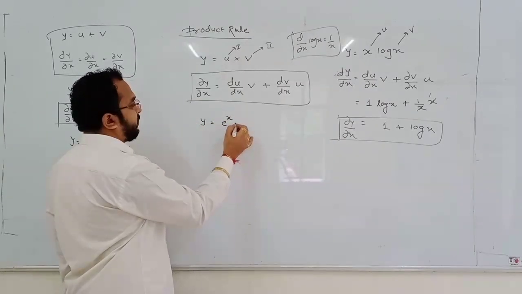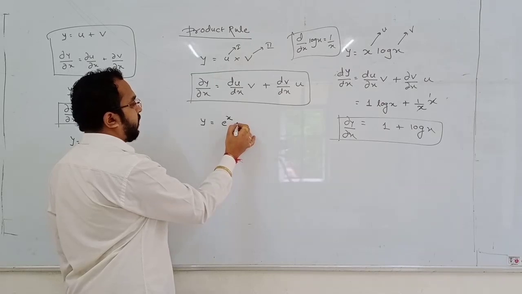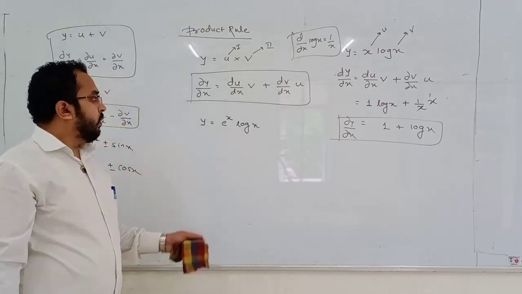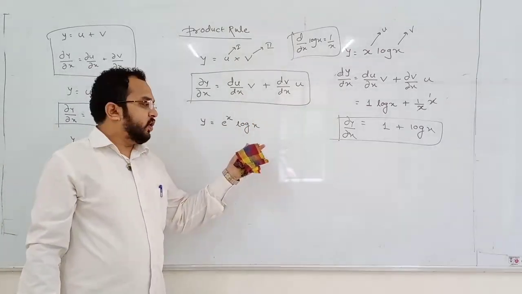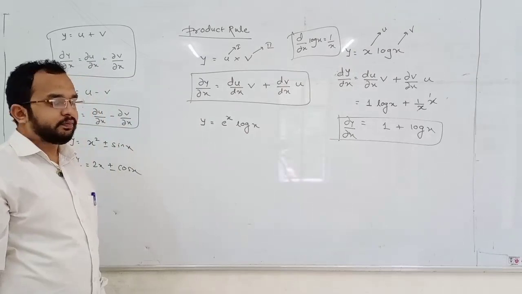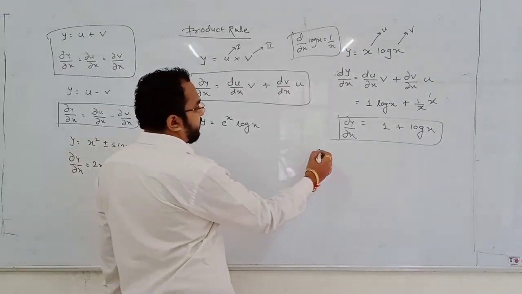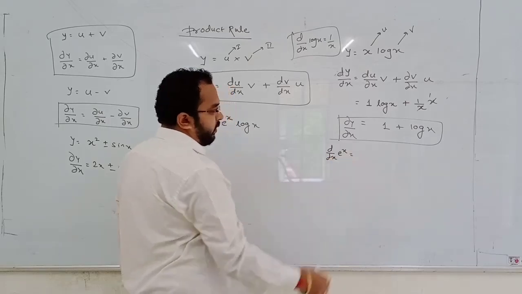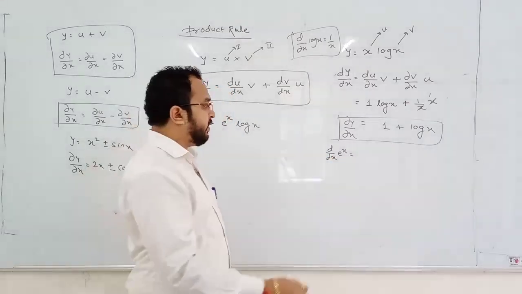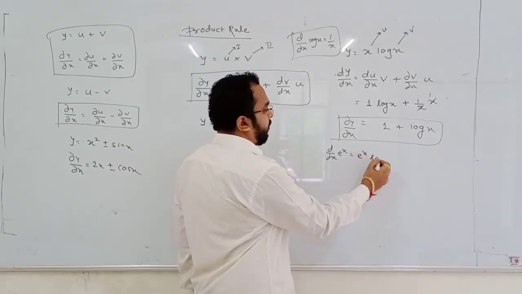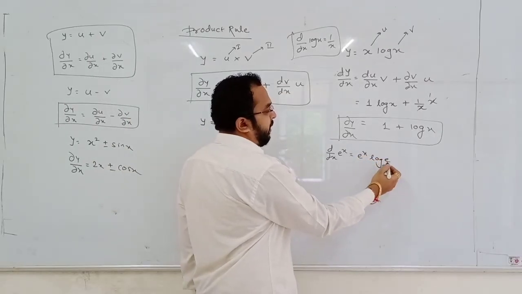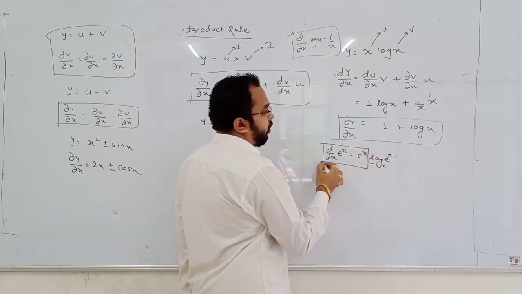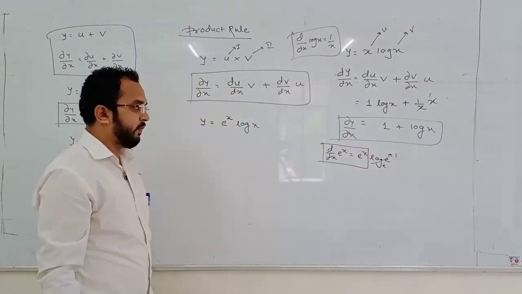Next example, y is equal to, suppose, e to the power x into log x. Now e to the power x is the first function, log x is the second function. What is the differentiation of e to the power x? What is differentiation of exponential function? Special case, e to the power x. It is e to the power x log e, but here log e is 1, the base is also e. So we saw that differentiation of e to the power x is e to the power x itself.